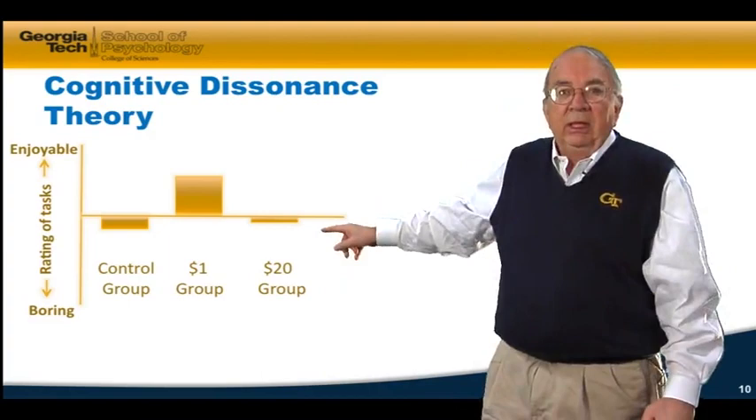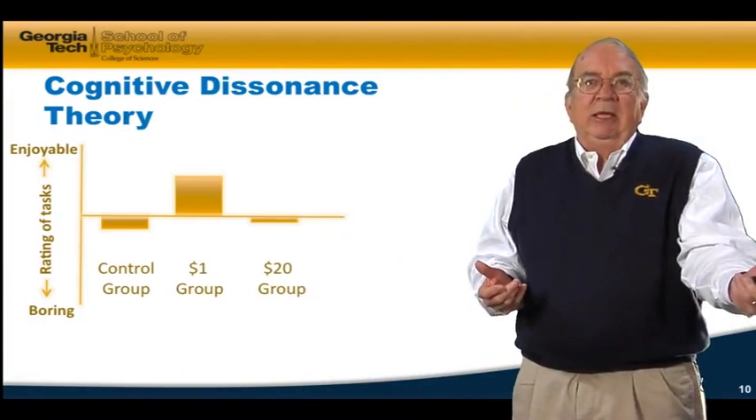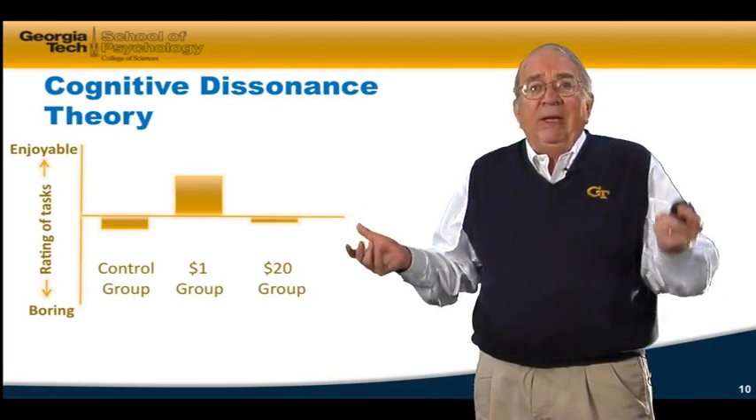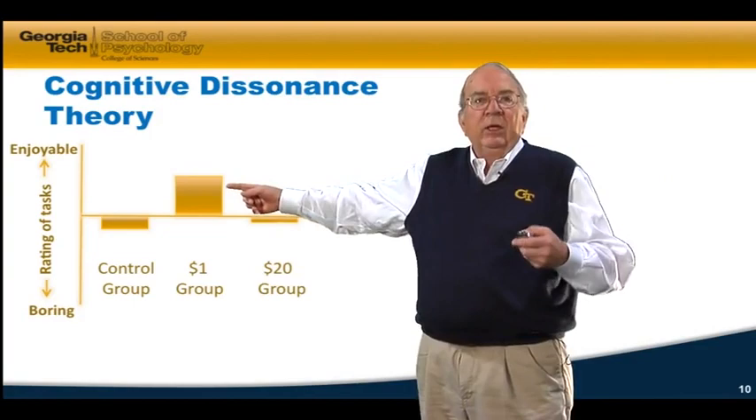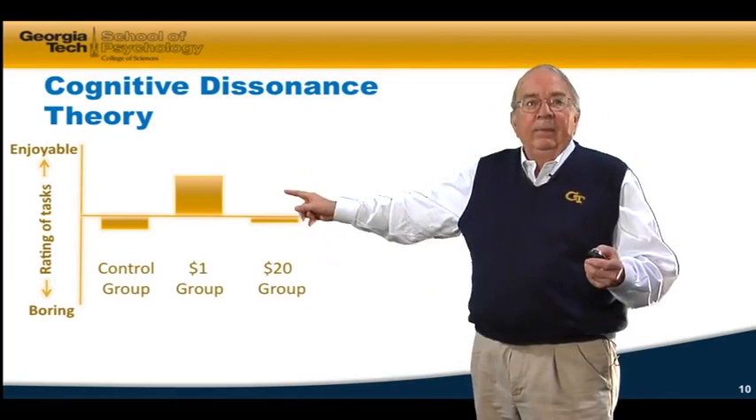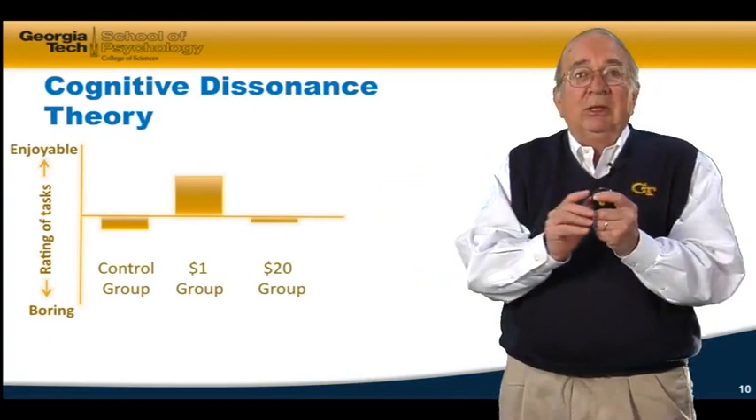But if you only give them $1, you still have that dissonance. I'm lying about this task as being enjoyable when, in fact, it was boring. So either something has to change. So what you do is you say, well, the task wasn't that bad. It was enjoyable. And so you actually rate the task as enjoyable. In other words, the only way you can reduce the dissonance is not by saying, well, at least I was paid well to do it, but by changing your feelings about the task. Then you can reduce that dissonance and reach somewhat cognitive consistency.